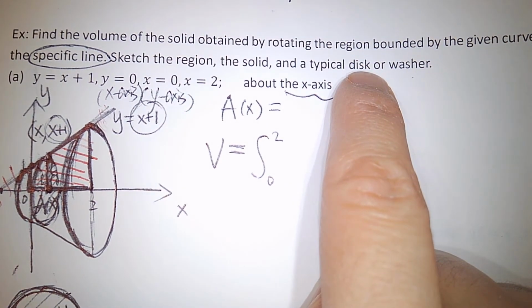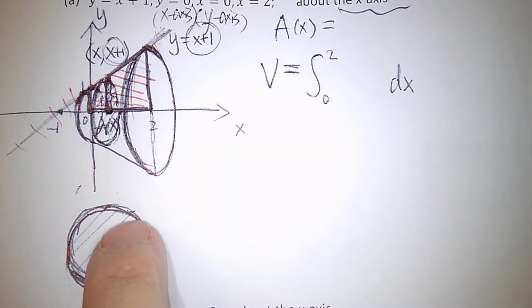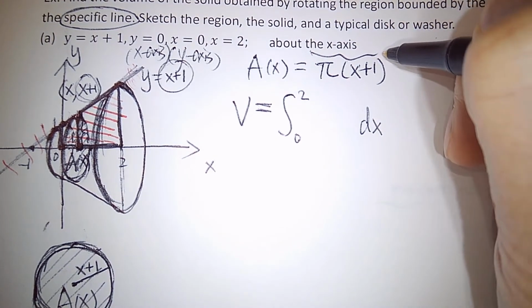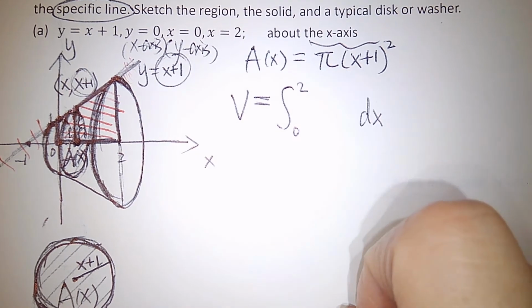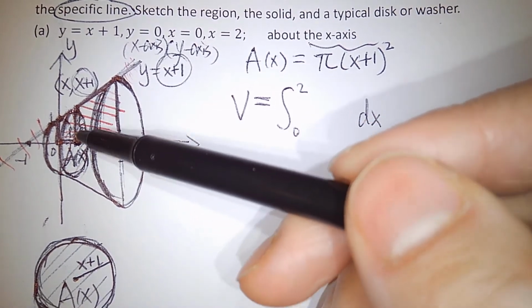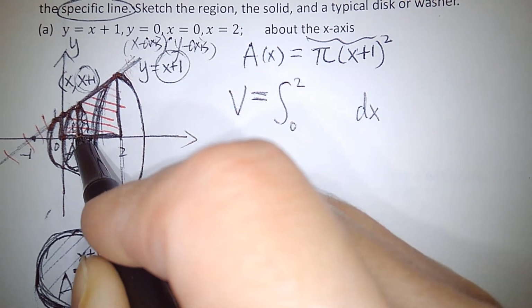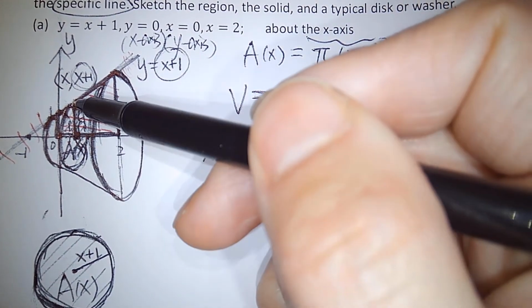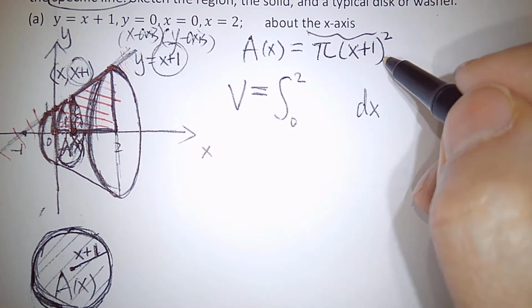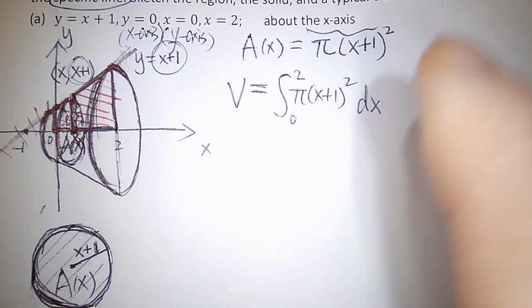This cross-section area, or the intersection area, is what? A typical disc, okay? So the area of this disc should equal what? Pi times what? Radius squared. You guys agree with me, right? Pi r squared. r equals x plus 1. It doesn't look very clear, but this is x, and the length of this is going to be x plus 1, which is the radius, okay? So we have pi r squared.